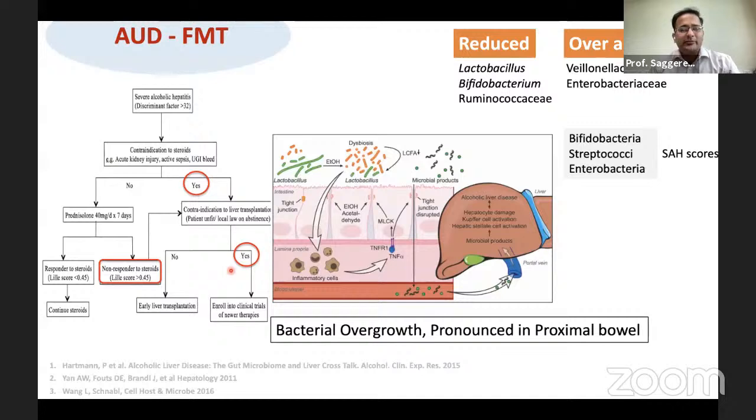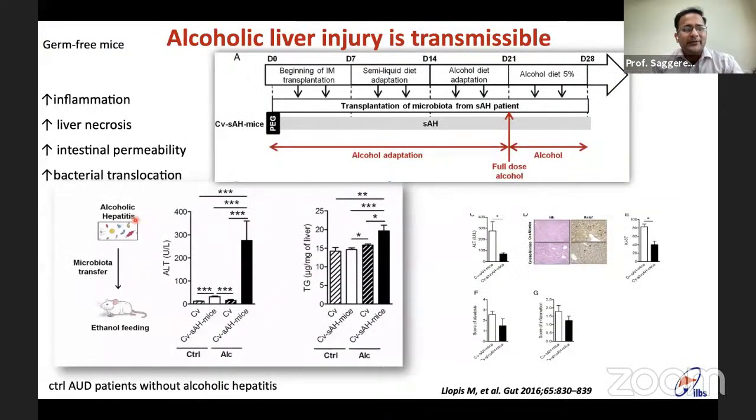And as gut dysbiosis has a core or central role in the pathogenesis of alcoholic liver diseases, modulation of this would definitely be a very appropriate way of tackling these patients and covering most of them, not just those confined to eligible or ineligible.